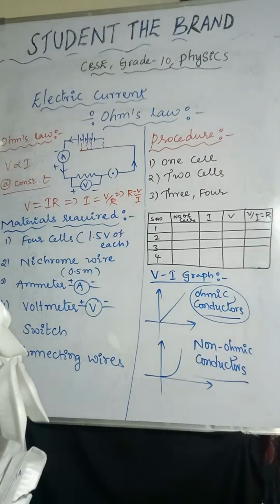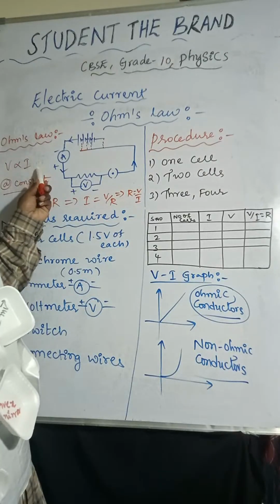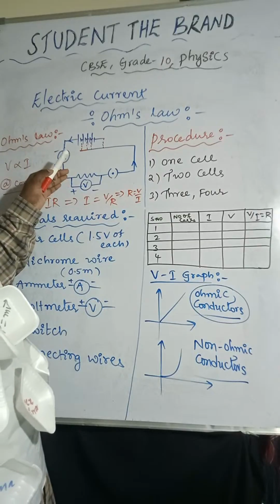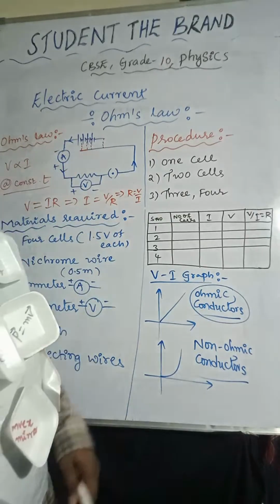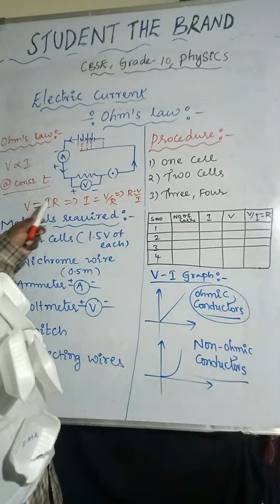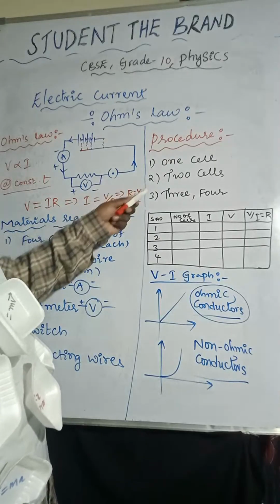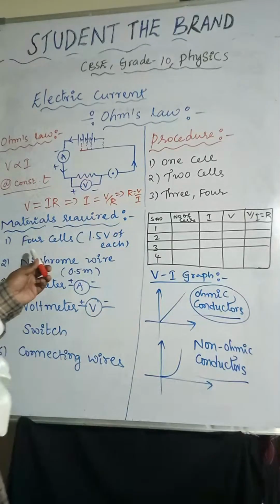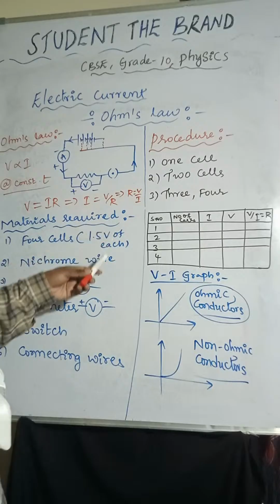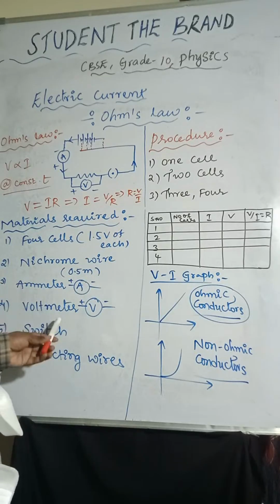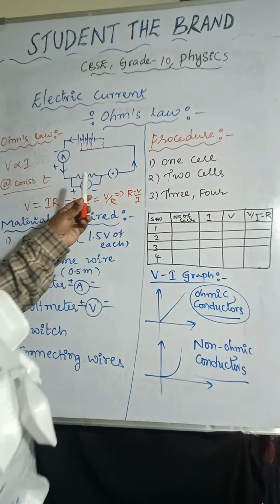Once again, observe Ohm's law. At a constant temperature, the potential difference across the ends of the given metallic conductor is directly proportional to the current flowing through it. Okay, so V equal to IR, I equal to V by R, R equal to V by I. Materials required: 4 cells, 1.5 volts each, nichrome wire 0.5 meter length, ammeter, voltmeter, switch, connecting wires.